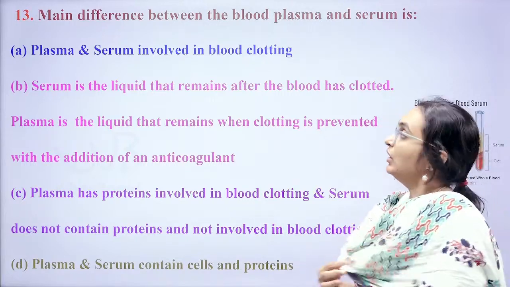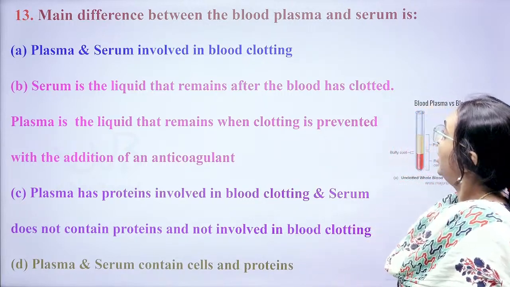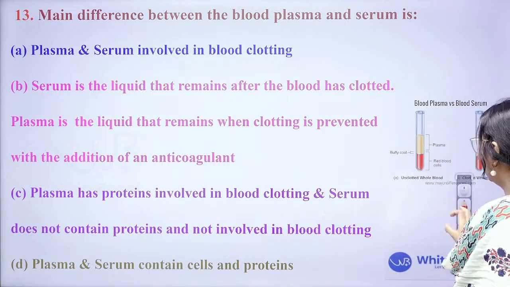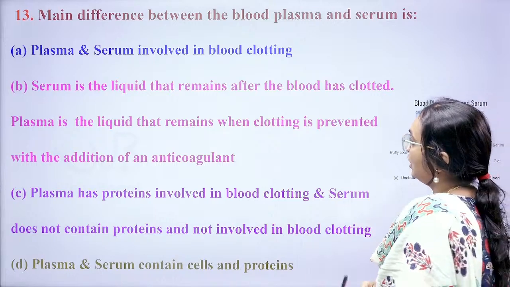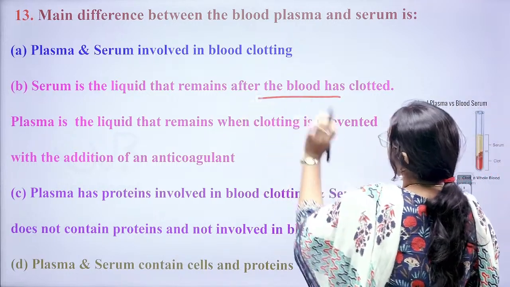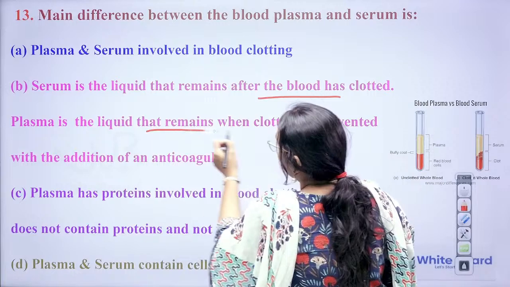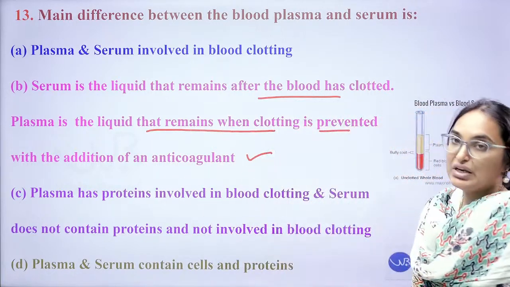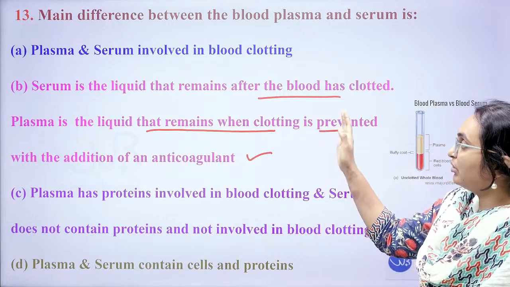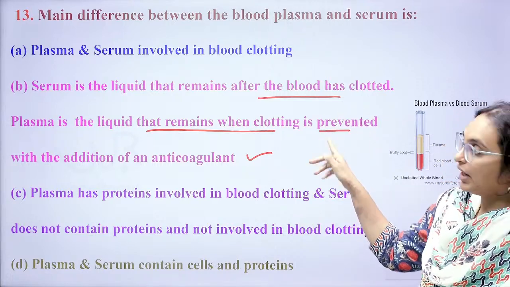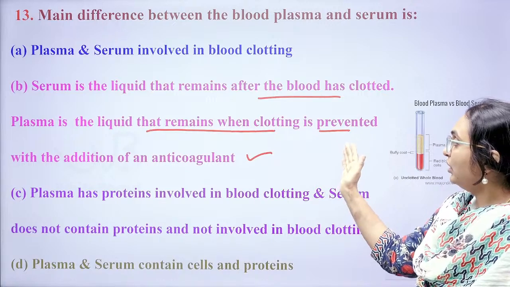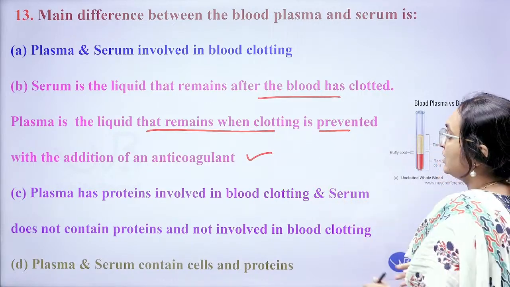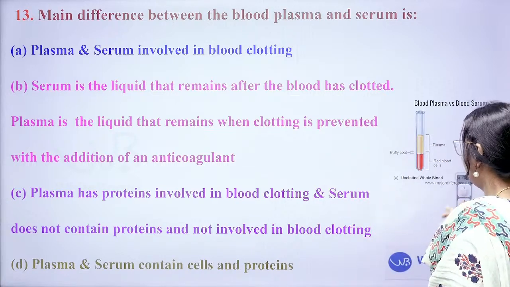The main difference between blood plasma and serum is this: serum is the liquid that remains after blood has clotted, and plasma is the liquid that remains when clotting is prevented with the addition of an anticoagulant. That is the main difference. So, this is the answer. B is the correct option.